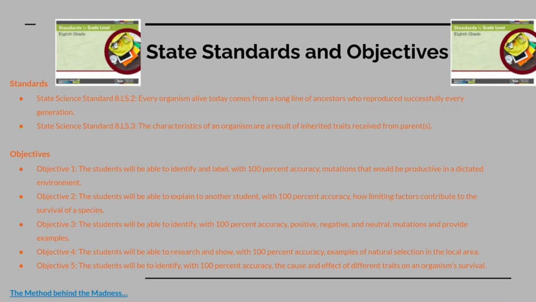All right, so the state standards. I'm not going to read these word for word, but essentially we need to understand, the goal of this is to understand that every single organism alive today, whether it's a plant, whether it's an animal, whether it's a human being, come from a long line of ancestors who somehow were able to reproduce successfully every single generation, hence why we have the organisms that we have today.